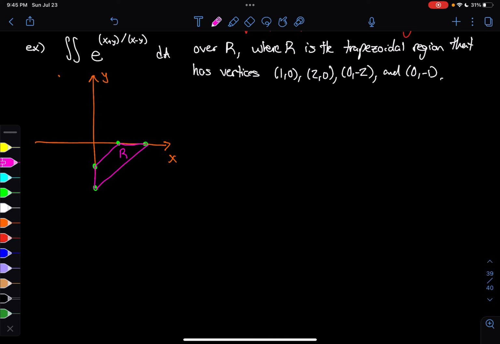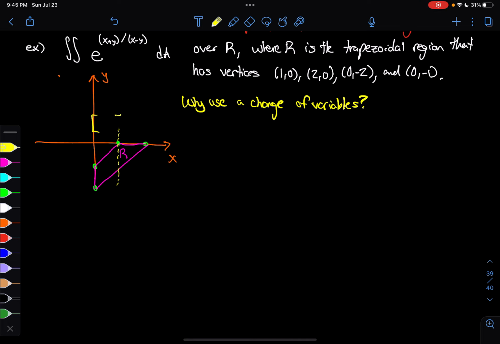Now let's talk about why we might want to use a change of variable here. Why use a change of variable? Because this region doesn't appear to be very complicated, and it really isn't. We could cut this region into 2 pieces and do an integral where the x bounds go from 0 to 1 and from 1 to 2, and then the y bounds go between whatever those lines are. And we could do this.